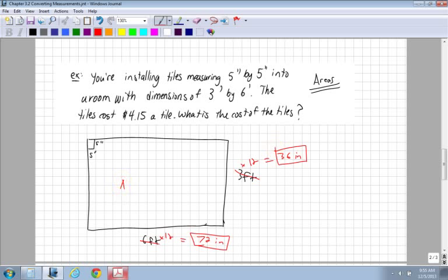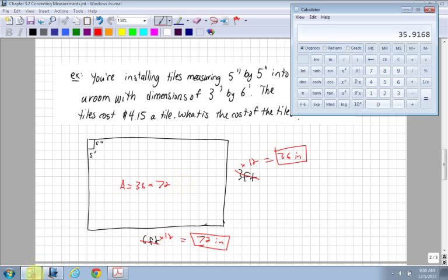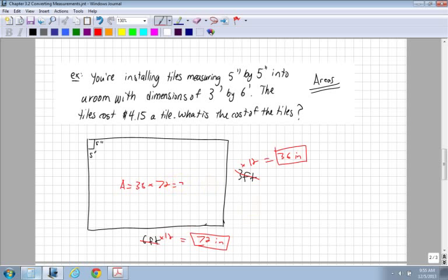How do I find the area of the entire thing? I do 36 times 72, right? Length times width. So I get 2,592. Remember, that's in inches squared. And then my little blocks here, each one is going to be 5 by 5, which is 25 inches squared. So I have a total room area of 2,592, and each little tile is 25 inches squared.